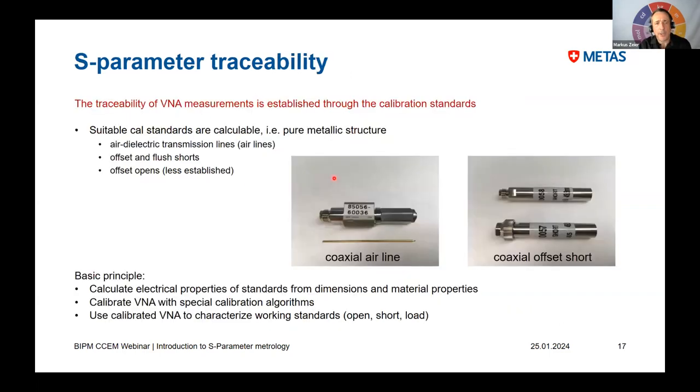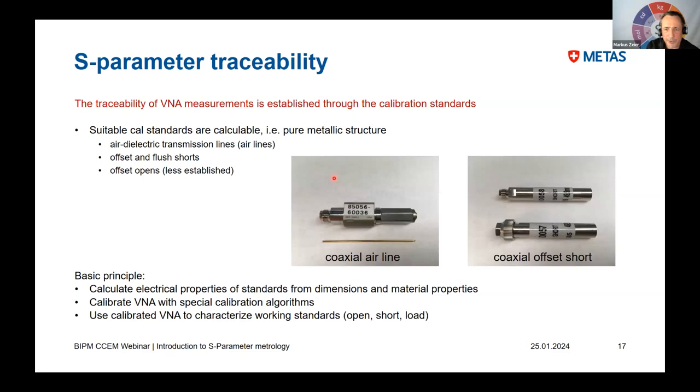Okay, so then finally, I would like to say a few things about S-parameter traceability. So the traceability is basically being established through the calibration standards. Sometimes you're asked by customers if you could calibrate their VNA, but that's not the way to go. So we have to explain to them: you have to calibrate your calibration standards, and then you have the traceability.